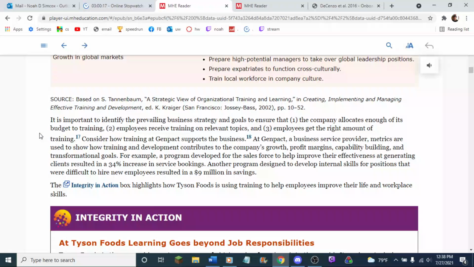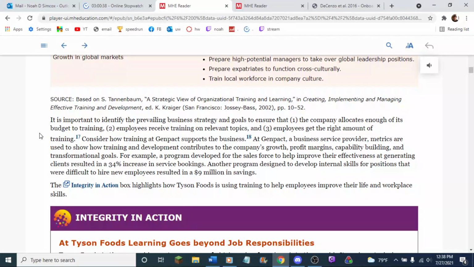Employees receive training on relevant topics, and employees get the right amount of training. Consider how training at Genpact supports the business. At Genpact, a business service provider, metrics are used to show how training and development contributes to the company's growth, profit margins, capability building, and transformational goals.